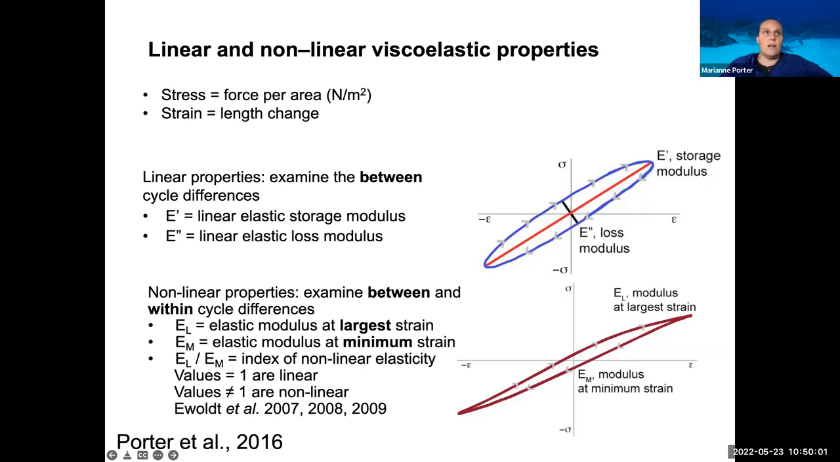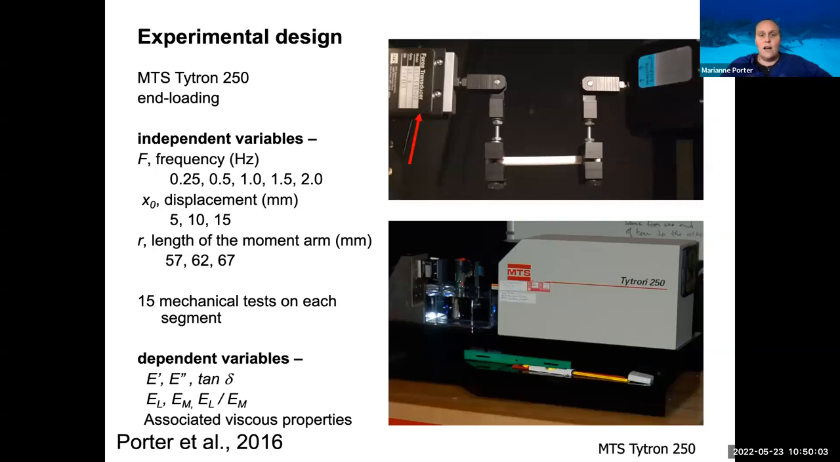And the way this setup works is very similar to my last setup. It's just a matter of how you analyze your data, right? So doing some extra tricks with our work curves, our loops that we're producing. Again, we're able to use our force transducer and our actuator, and we can measure a variety of displacements, frequencies, and the length of the moment arms. And we can measure a whole suite of variables and viscous properties as well.